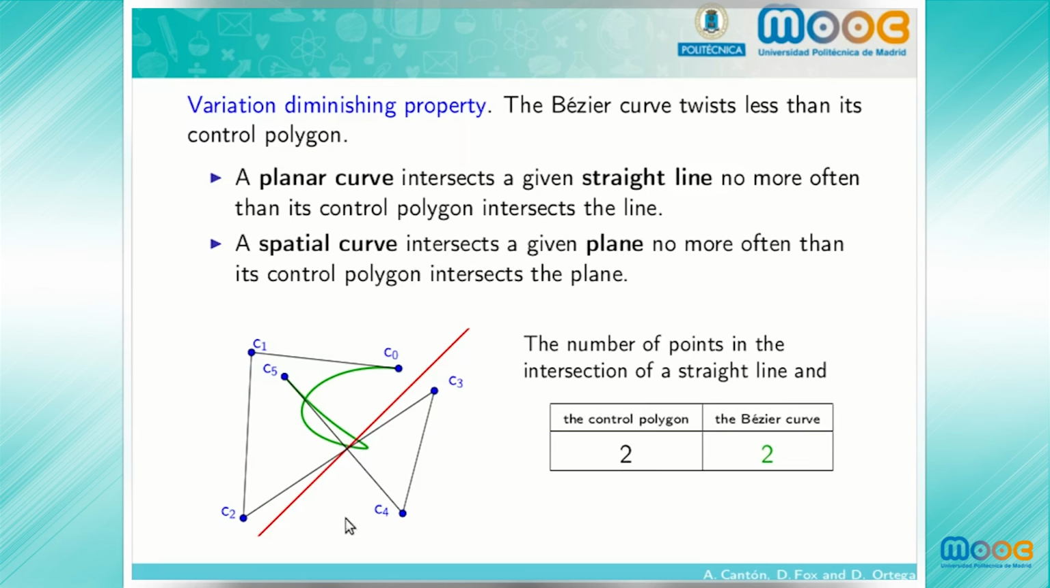This line here intersects the control polygon in 2 points, one on the segment from C4 to C5, and another point on the segment from C2 to C3.